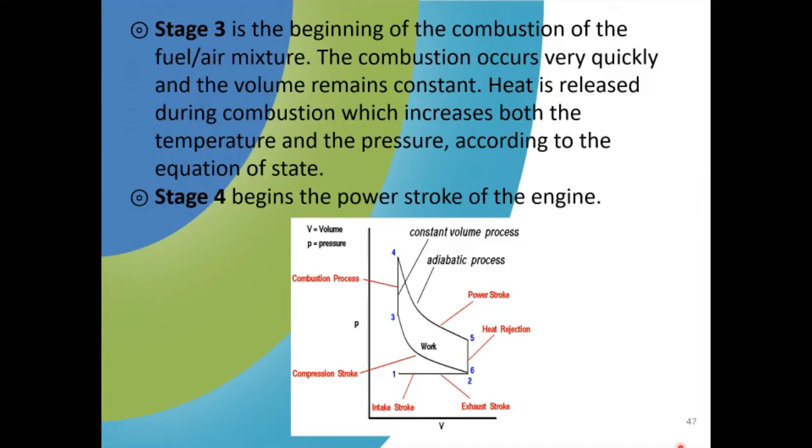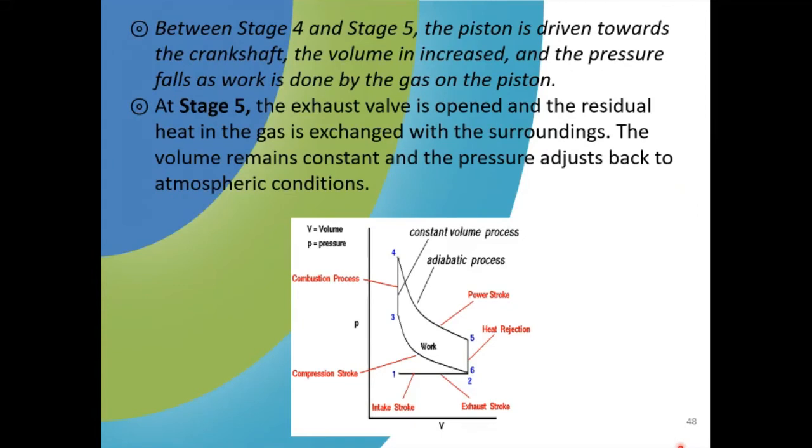So, stage 4 begins the power stroke of the engine. Then, between stage 4 and stage 5, the piston is driven towards the crankshaft pala. The volume increased and the pressure falls as work is done by the gas in the piston. Then, at stage 5, the exhaust valve is opened and the residual heat in the gas is exchanged with the surroundings. The volume remains constant and the pressure adjusts back to atmospheric conditions.